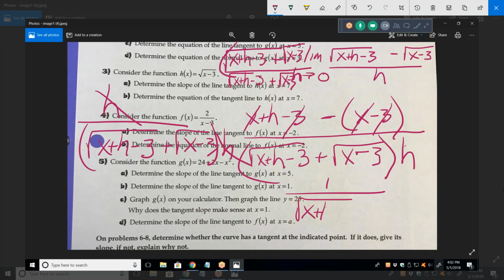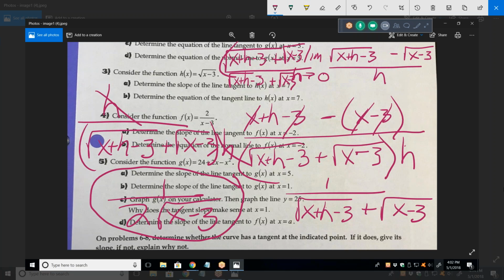Now substitute h goes to 0, and you will not get 0 over 0. Notice that as you substitute h goes to 0 here, you get 1 over 2 of these things. You get 1 over 2 times square root of x minus 3. That is your derivative function. And now if I want to figure out the slope of the tangent line at any value of x you want to give me, I can do it. In other words, if we want to figure it out at 7, substitute 7 for x, we get 1/4.